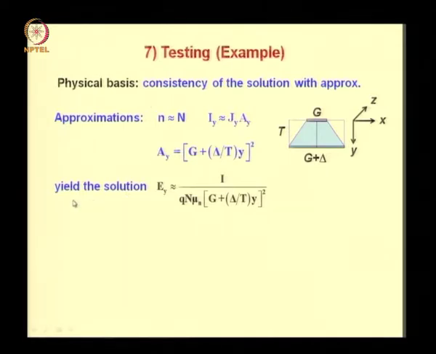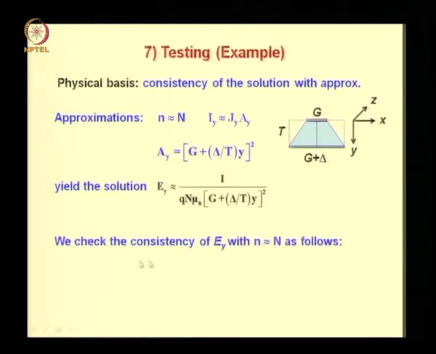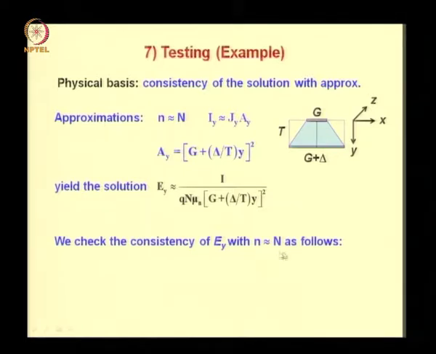Now these approximations have yielded us the solution for Ey in this form. This solution is repeated from our previous slides. Now the consistency of this Ey solution with these approximations can be checked in different ways. One of the ways that we will adopt is the following. We check the consistency of Ey with the approximation electron concentration is approximately equal to the doping concentration, that is the space charge neutrality approximation, in the following manner.